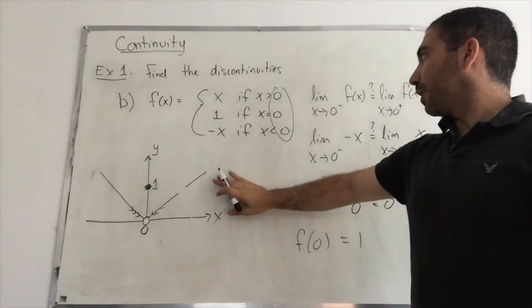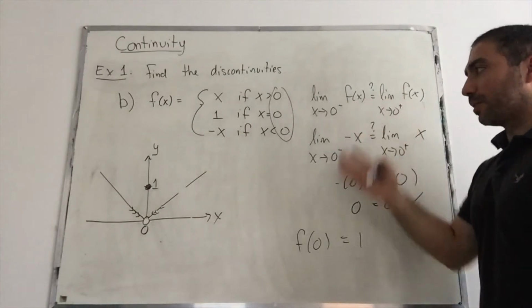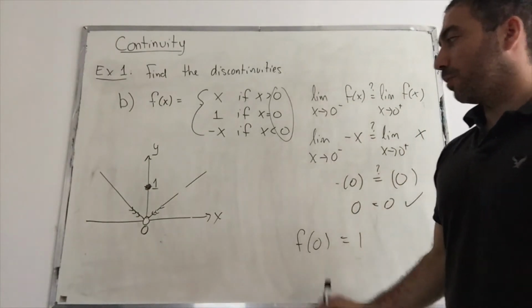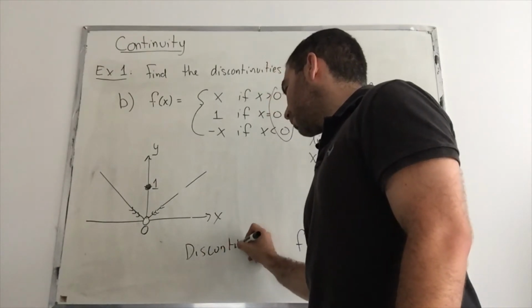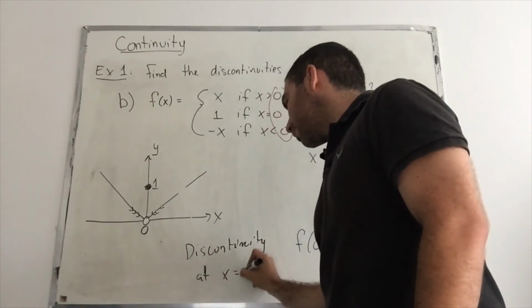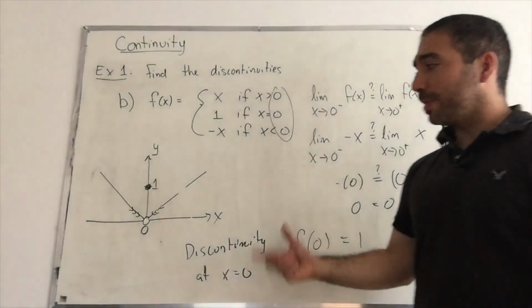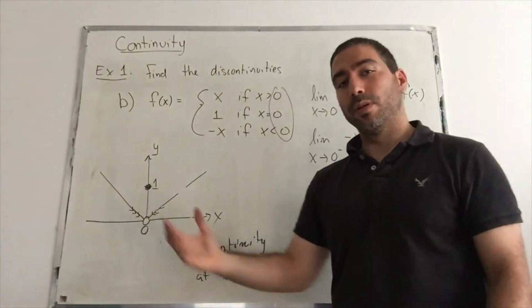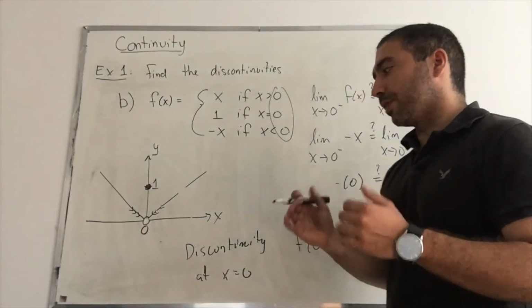Okay, I think the drawing helps. I strongly encourage you guys to always sketch if possible, but you could get it without sketching as well. So we have a discontinuity at x equals 0. You state the x values where the discontinuity occurs, and we could be more specific. We could actually say it's a removable discontinuity, which we'll see later. We'll see how to differentiate between each type.